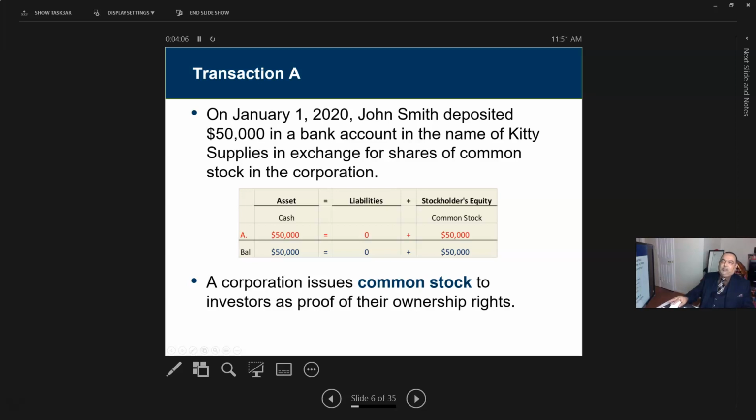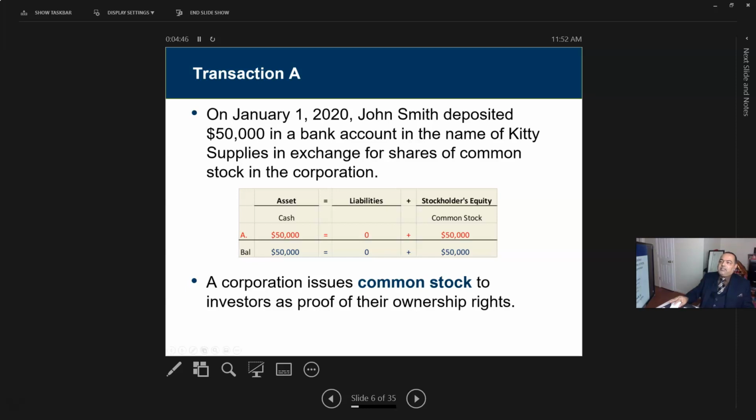In this transaction, supposing this is the first transaction, on January 1st, 2020, John Smith deposited 50,000 in a bank account in the name of Kitty Supplies in exchange for shares of common stock in the corporation. So Kitty Supplies is the corporation and John Smith is the owner. So probably this would be an LLC. Now he has deposited 50,000 in the bank in the name of the business. One thing you have to get very clear in the beginning: all these transactions will be looked at from the perspective of Kitty Supplies, not John Smith.